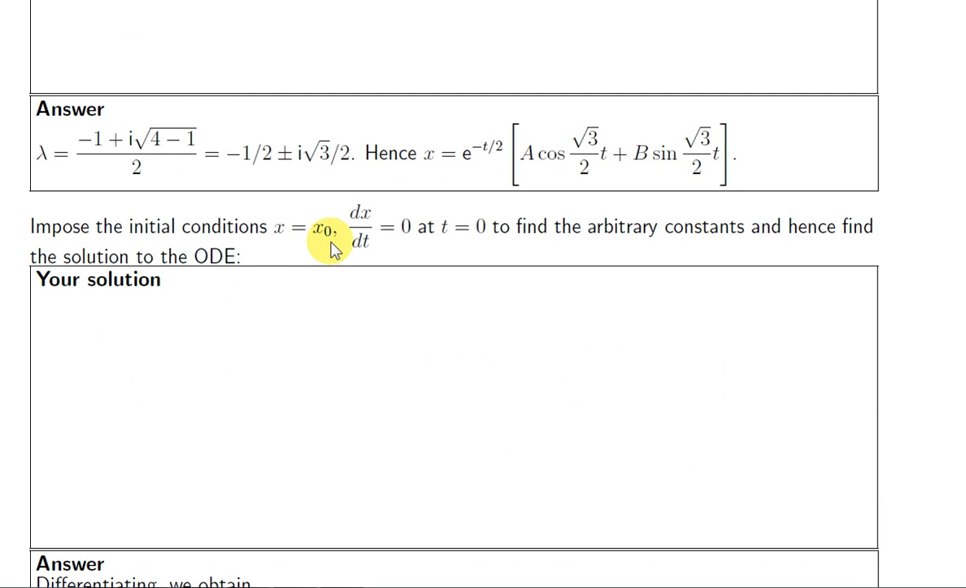Next we have these initial conditions. Suppose that the position vector of the mass is x0 at t equals 0. So this is the initial position of the mass. And suppose the mass is released from rest, so its velocity dx/dt is 0 initially. So we'll start off with dx/dt, so we need to differentiate this, set it equal to naught, and then plug naught in for t.